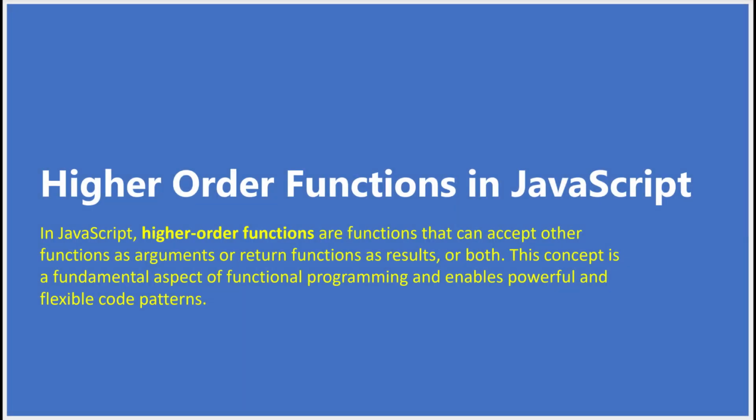Ever wondered about the superpowers of JavaScript? One such superpower is its ability to handle higher-order functions. Now, what exactly are higher-order functions? Well, in JavaScript, higher-order functions are those that can take other functions as arguments, return functions as results, or even do both. This is an integral part of functional programming and allows for highly flexible and powerful code patterns.